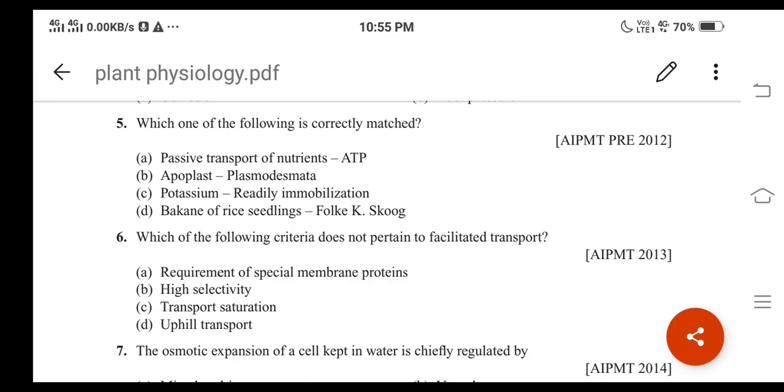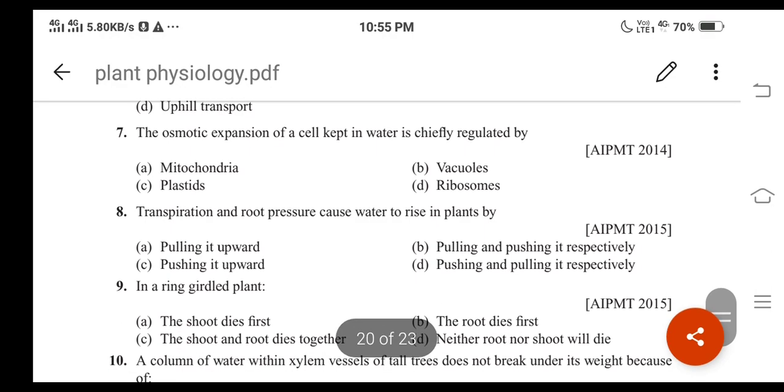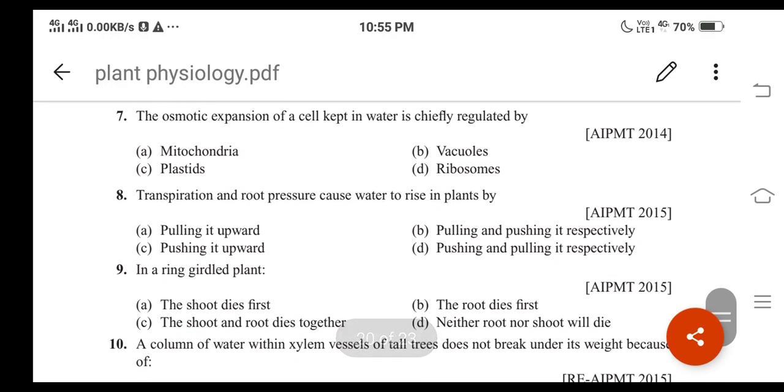Okay, then let us go for the next question. Question number 7. The osmotic expansion of a cell kept in water is chiefly regulated by what? What are the different options here? Mitochondria, vacuoles, then plastids and ribosomes, right?